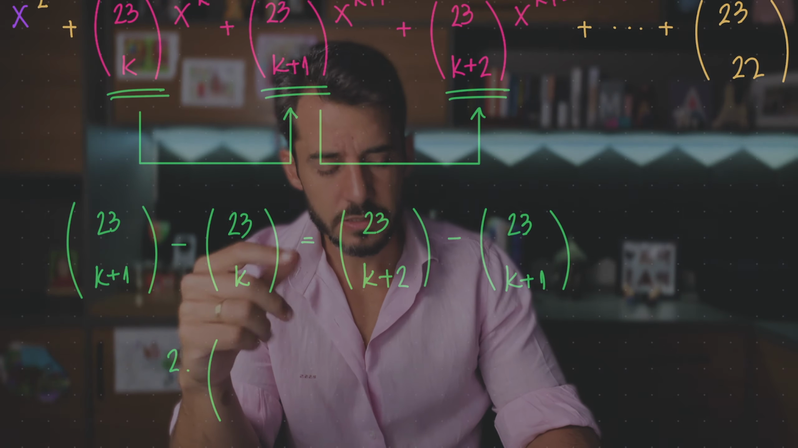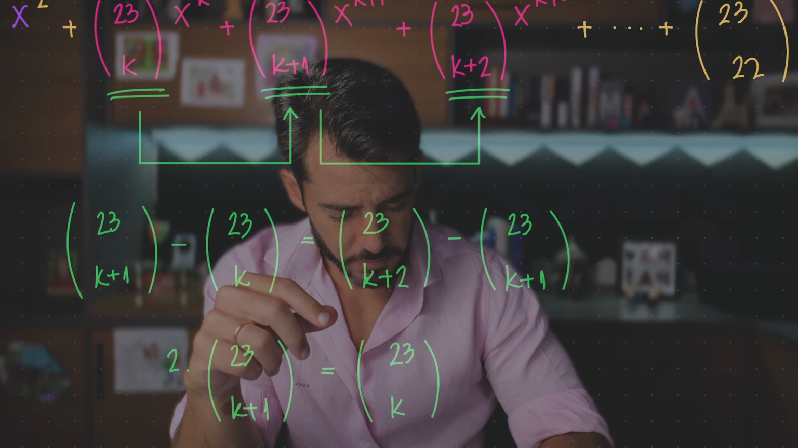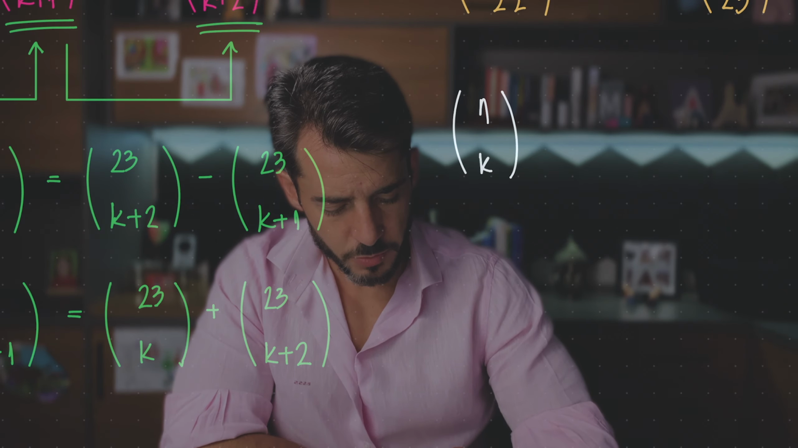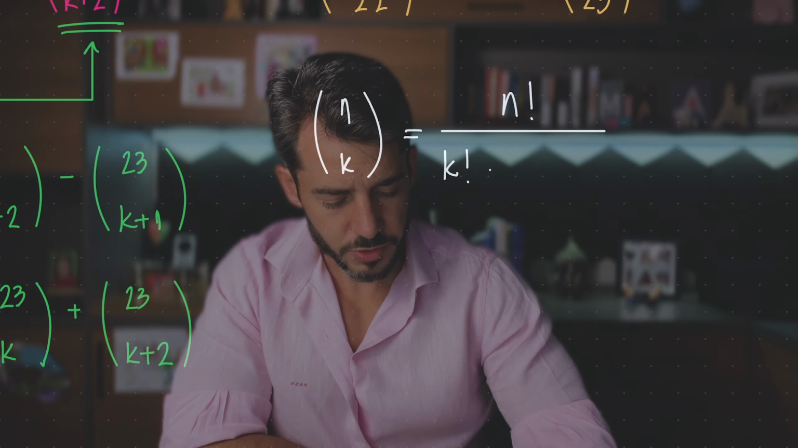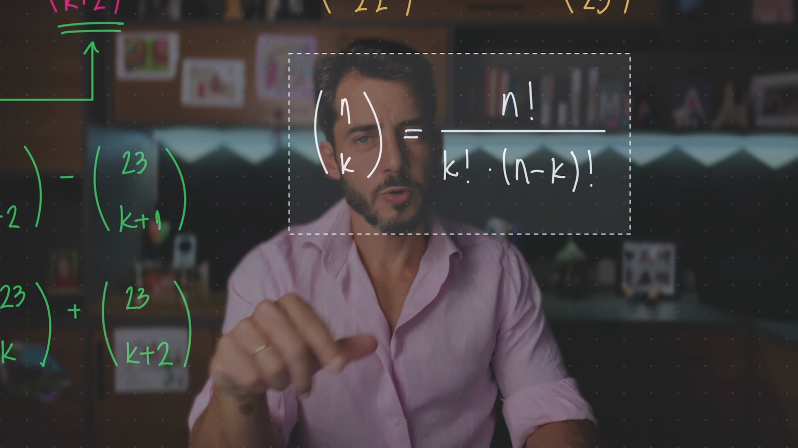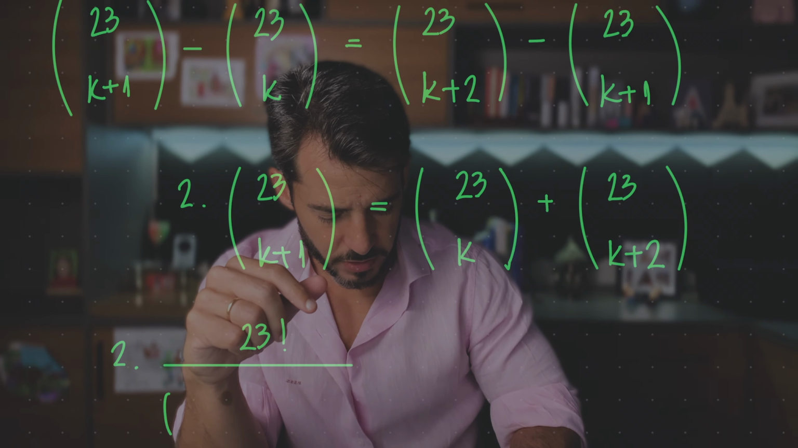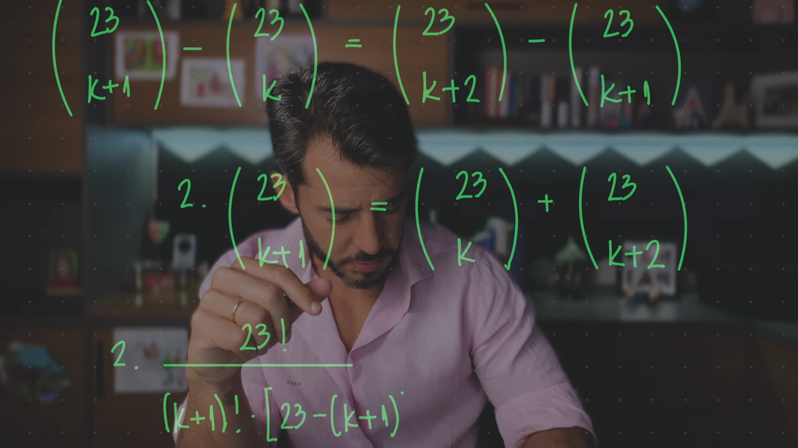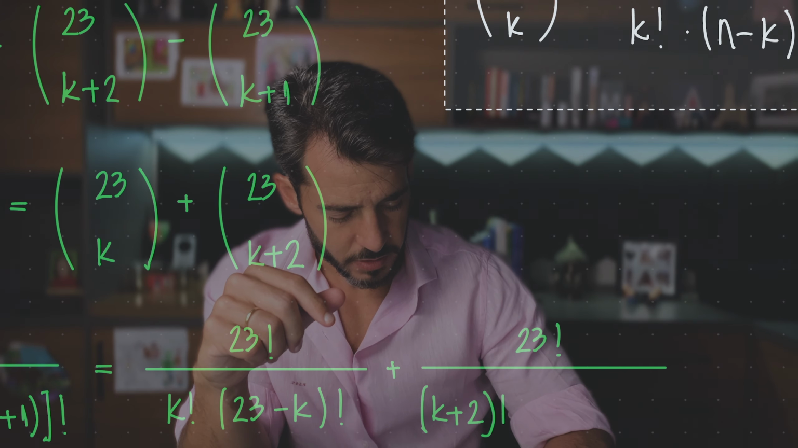Another way of writing this is 2 times 23 choose k+1 equals 23 choose k plus 23 choose k+2. Now going back to the definition of a binomial coefficient, what is n choose k? This is n factorial over k factorial times n minus k factorial. Now applying this to the binomial coefficients that we have, we get 2 times 23 factorial over (k+1) factorial times (23 minus (k+1)) factorial. And this equals, applying to the other two coefficients, it equals this.